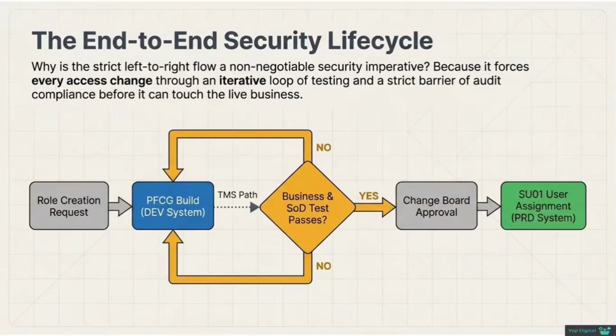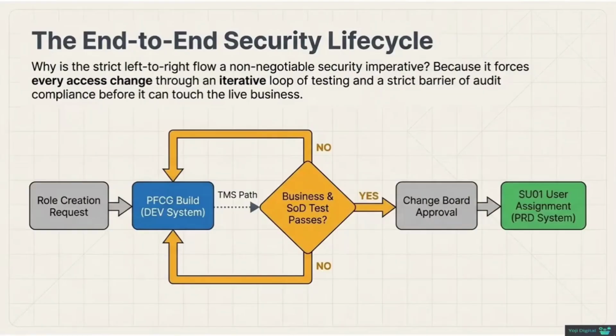In quality, you assign the transported roles to test users using SU01. Then you will work closely with the business team while they test it. If they find issues, wrong access, missing transactions, error messages, you go back to development, fix, and transport again. You also work with the audit team here on SOD checks. Once everyone is happy, you give the go-ahead for production.